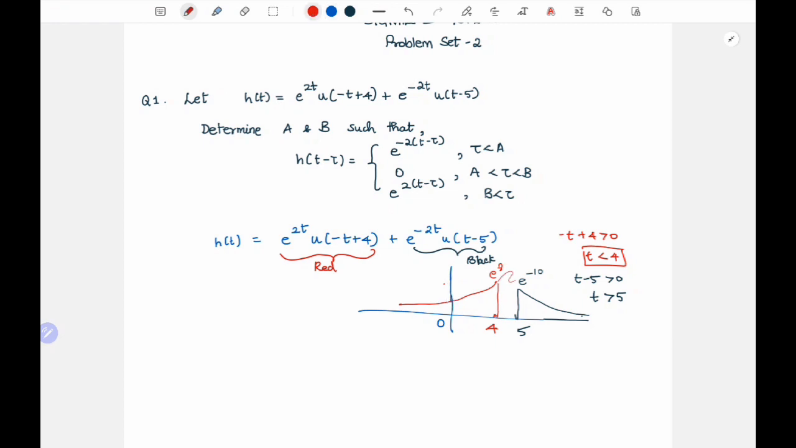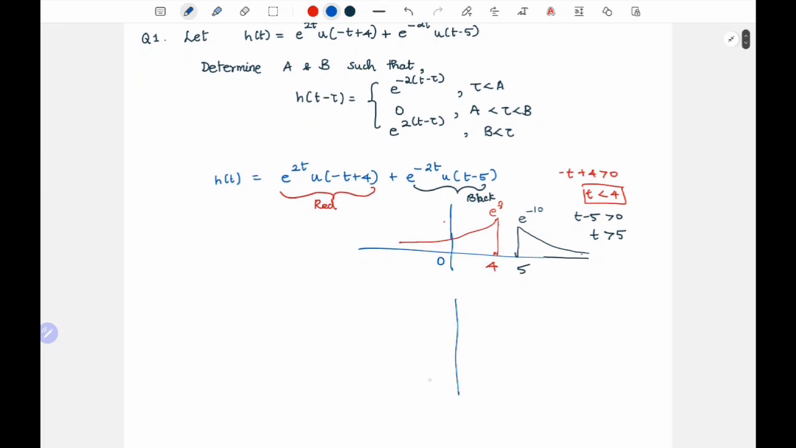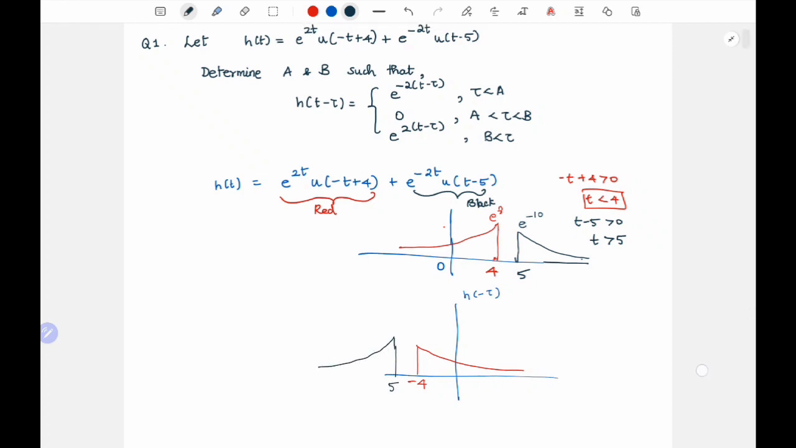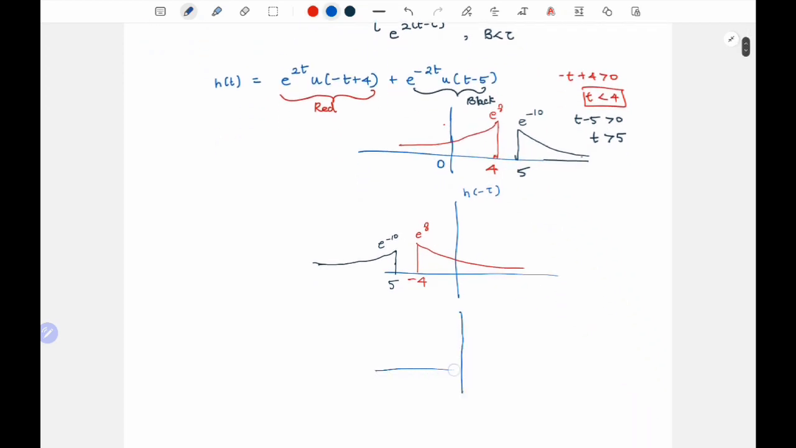Okay. So now we know how to perform h of t minus tau, right? We just need to flip the signal, take the time reversal and shift it to the right by t units. So if we take the time reversal, what will we get? H of minus tau. So we will get, this is minus 4 and 5, right? So since this is e power minus 10, this will actually be smaller, and e power 8. Here also it will be smaller. Okay, then we need to just shift it by t units.